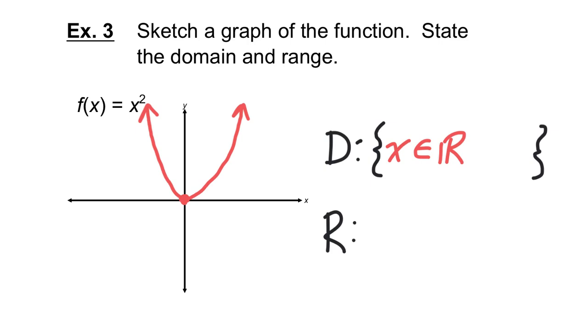Now, let's talk about the range. We'll use our curly brackets for set notation. Y can be any real number. However, not every real number. It can be any of the real numbers that are up here, but on this function, y is never down here. Y is never a negative value. It's either 0 or more than 0.